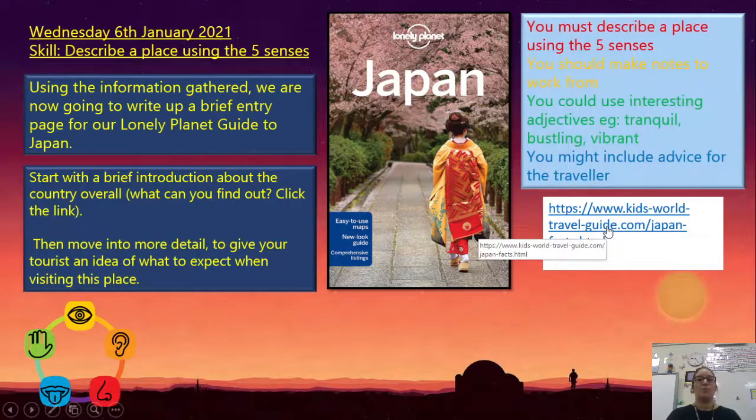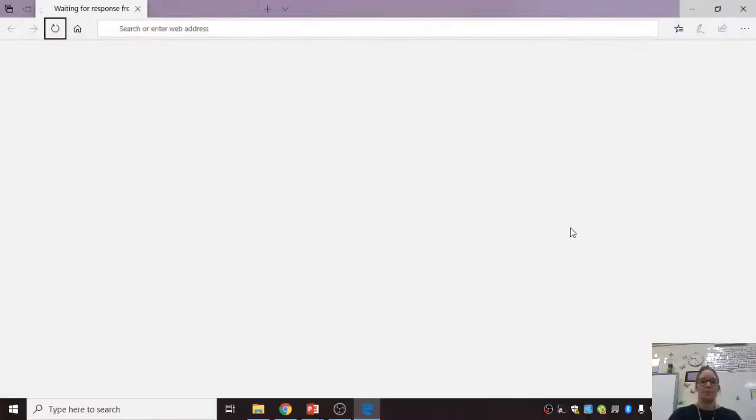So you must describe a place using your 5 senses, okay? You should make notes to work from. You could use interesting adjectives: tranquil, bustling, vibrant. I mentioned that Kyoto was serene. You might want to include advice for the traveller. So this is just a brief introduction, and we'll look at this quick guide to Japan together, Japan facts.